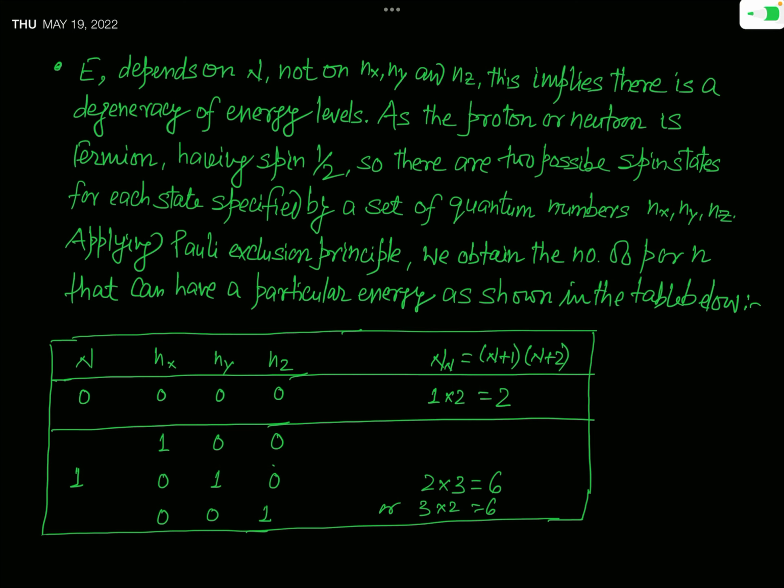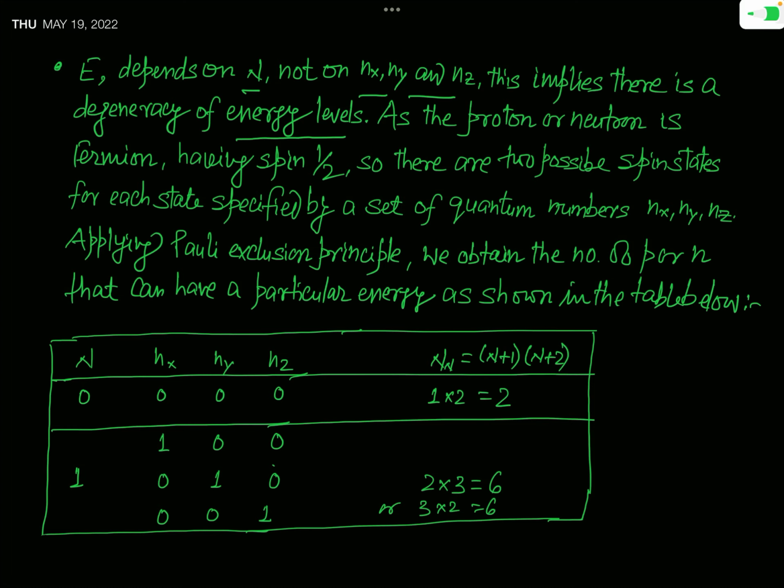As you can see from that result, the energy eigenvalue E depends on the quantum number N, not on nx, ny and nz. As E does not depend on nx, ny and nz, this result actually implies that there is a degeneracy of energy levels.